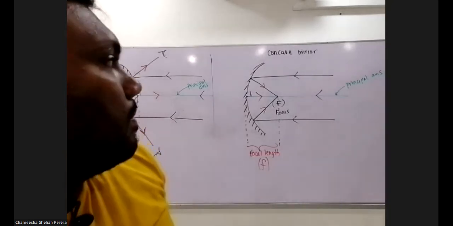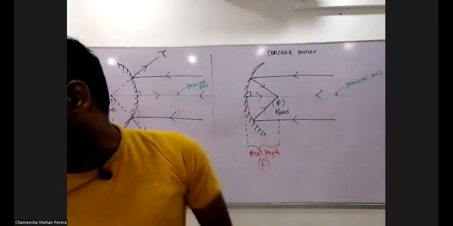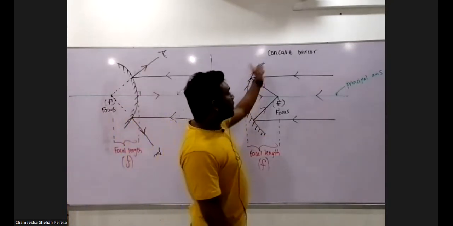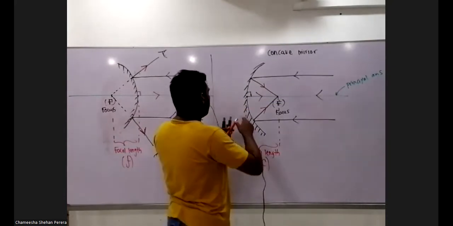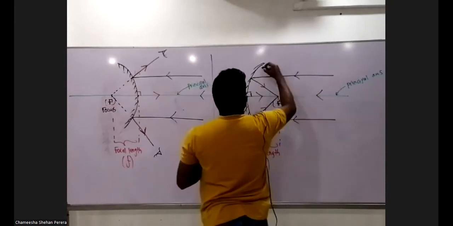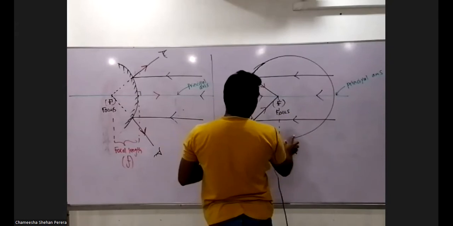Hold on. Can you remember this curved surface was obtained from a sphere? Okay, I'm going to erase it. This whole curved surface was obtained from a sphere. Hope you can remember it.